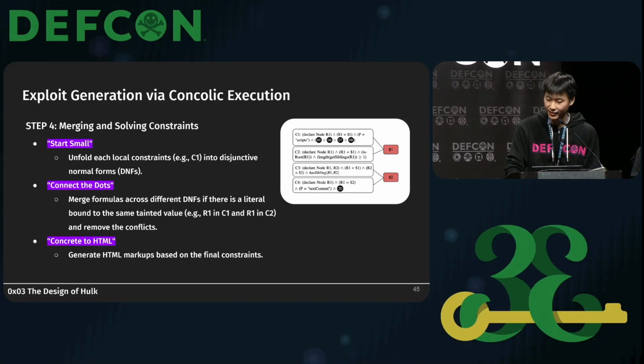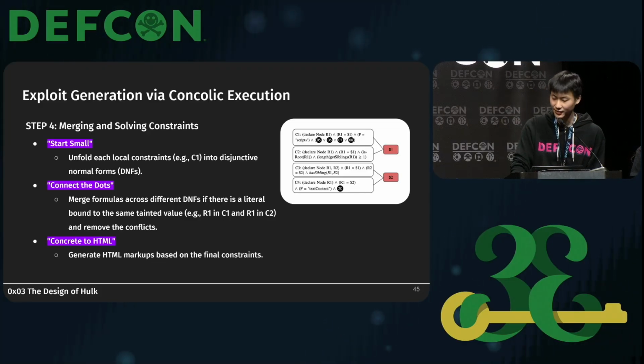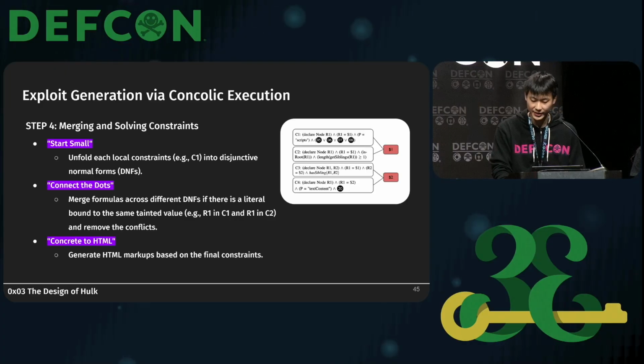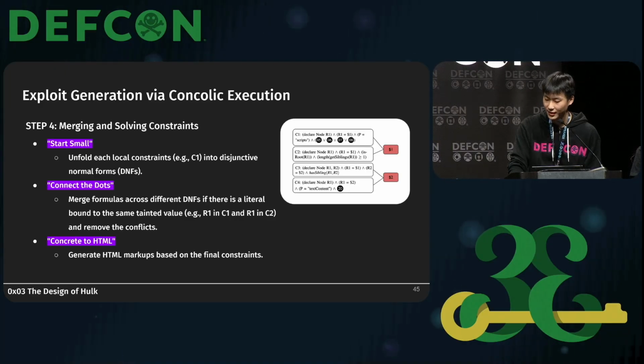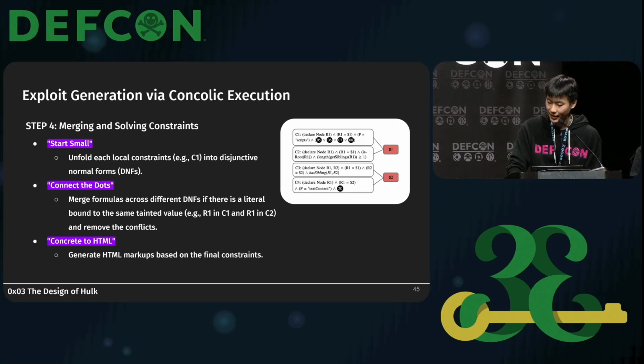The key insight here is that we start from small, then connect the dots, and finally concretize to the HTML. So what does it mean? It means that first we focus on the local constraints like C1 and expand it into a disjunctive normal form, or DNF form. In this form, each local constraint can represent a valid, possible DOM trace that satisfies those constraints.